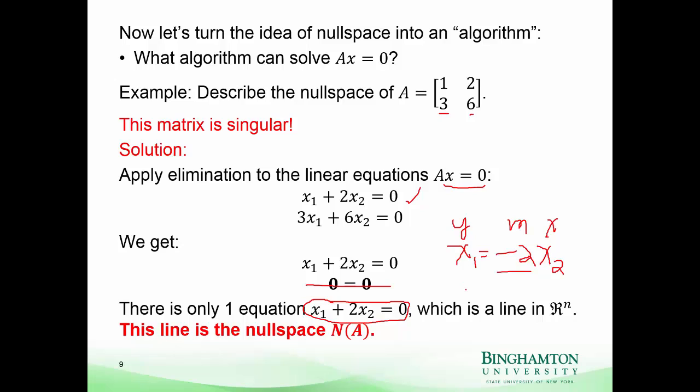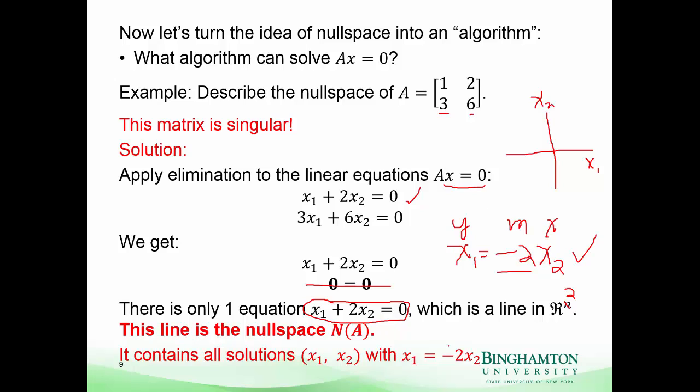So it's a line. I say here Rn, but really this is in R2. So it's a line in R2, and this line is the null space. I'll leave this to you as a little exercise: you should be able to take a set of axes, x1 and x2, and draw what this line looks like. It goes through the origin, so any point on that line is the tip of a vector that is in the null space.